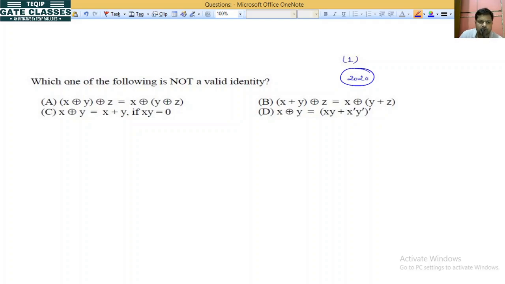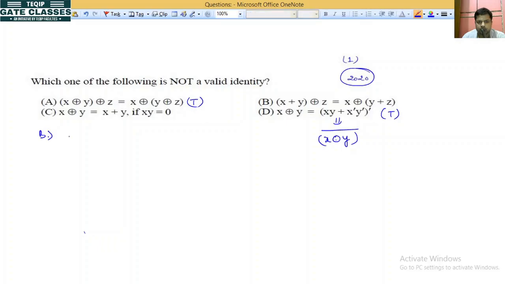In this question, it is written: which one of the following is not a valid identity. XOR gate satisfies associativity. We know that it is true. It is valid. Now this one is also valid. We have studied, because this is X XNOR Y, A complement, it is equal to this only. So we have to take these two.